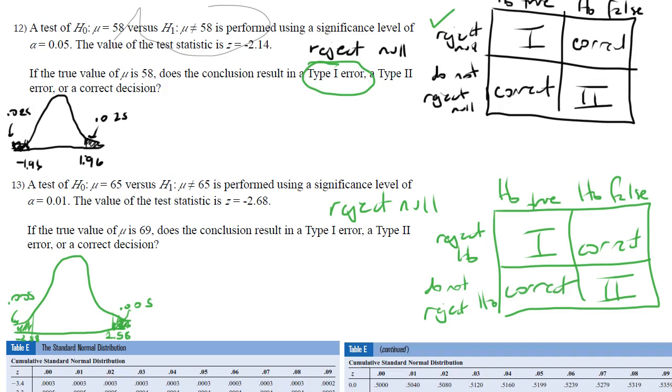Okay, let's check this out. So in real life, the true value of the mean is 69, which is different from 65. This is not what the null hypothesis is saying, so the null hypothesis is false. And we did reject the null hypothesis, so we made the correct decision here. That's these.